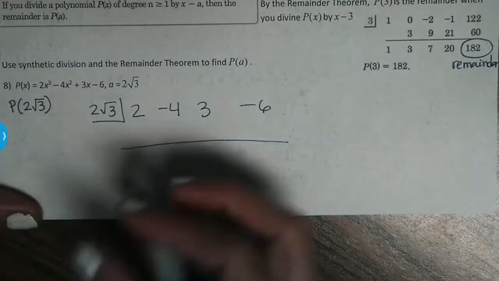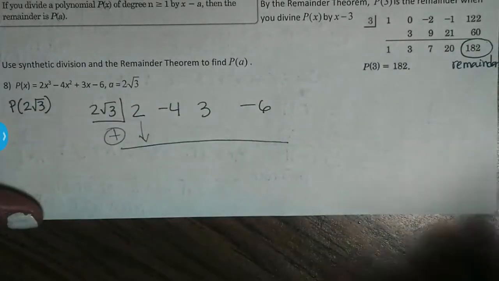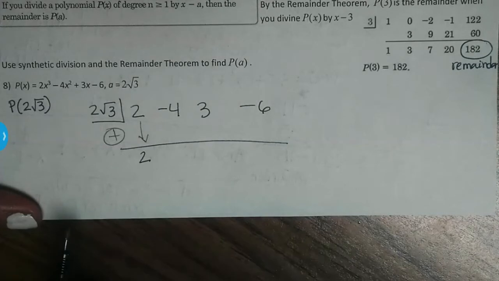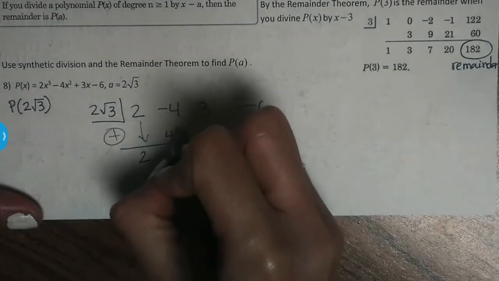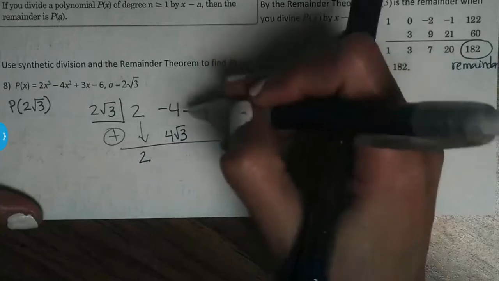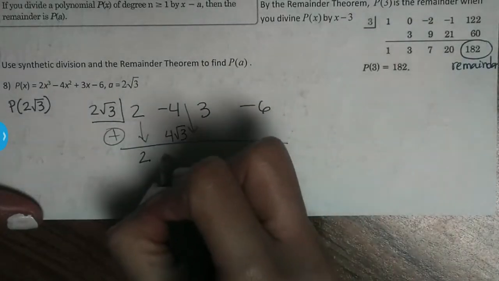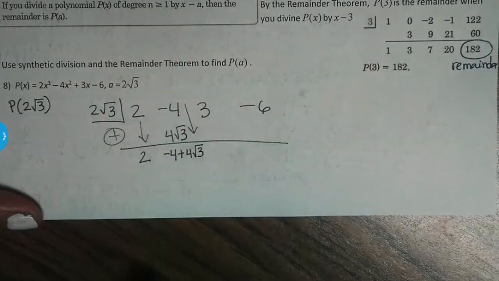Okay, so I'm going to divide those. And remember, synthetic division, first bring down the first number. So that's just a 2. Multiply 2 times the thing in the box. So 2 root 3 times 2 would be 4 root 3. Now add that column together, and these are not like terms, so you would just leave it as -4 plus 4 root 3.